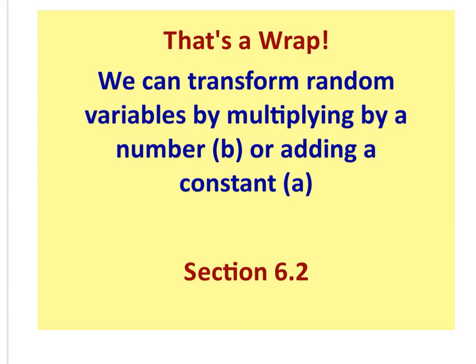So that's a wrap. We transform random variables by multiplying by a number B or adding a constant A. Once again, this is section 6.2 in your textbook. There are plenty more examples and practice there if you want to see another one worked out.